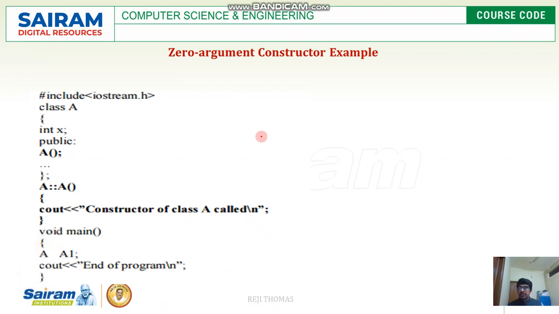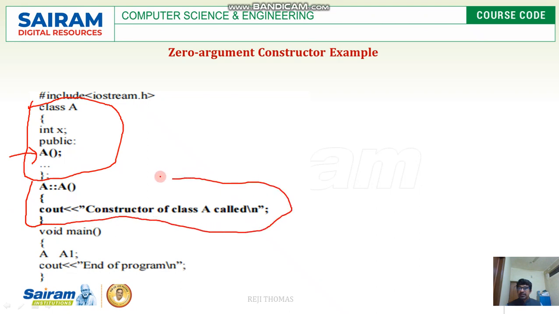Before we see the next one, we'll see an example for that. You can see a class called A. In class A, we have a constructor called A, because the class name and constructor name should be the same. Look at how we define this. This is what you're seeing here. This is only a prototype, and this is the constructor definition.